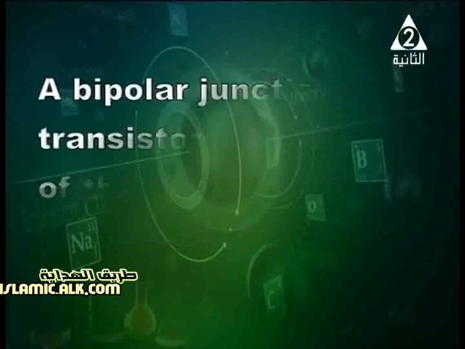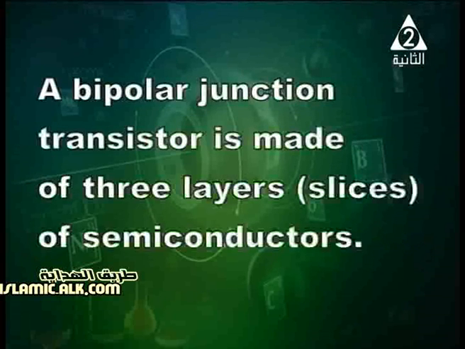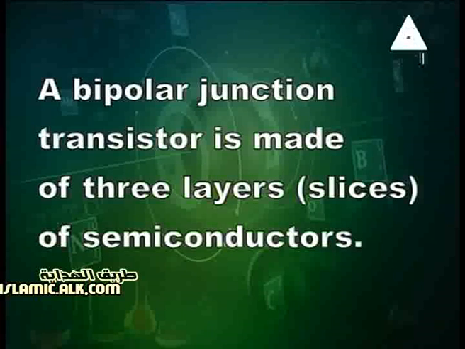First of all, what is a bipolar junction transistor? Well, it is made of three layers, three slices of semiconductors. A bipolar junction transistor is made of three layers of extrinsic semiconductors. Extrinsic semiconductors means they contain impurities.